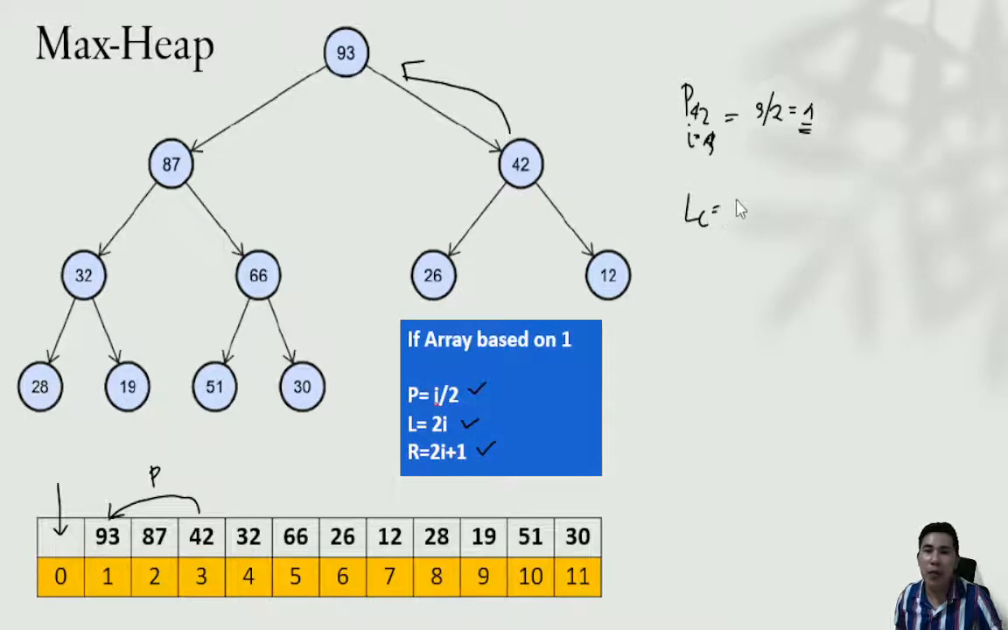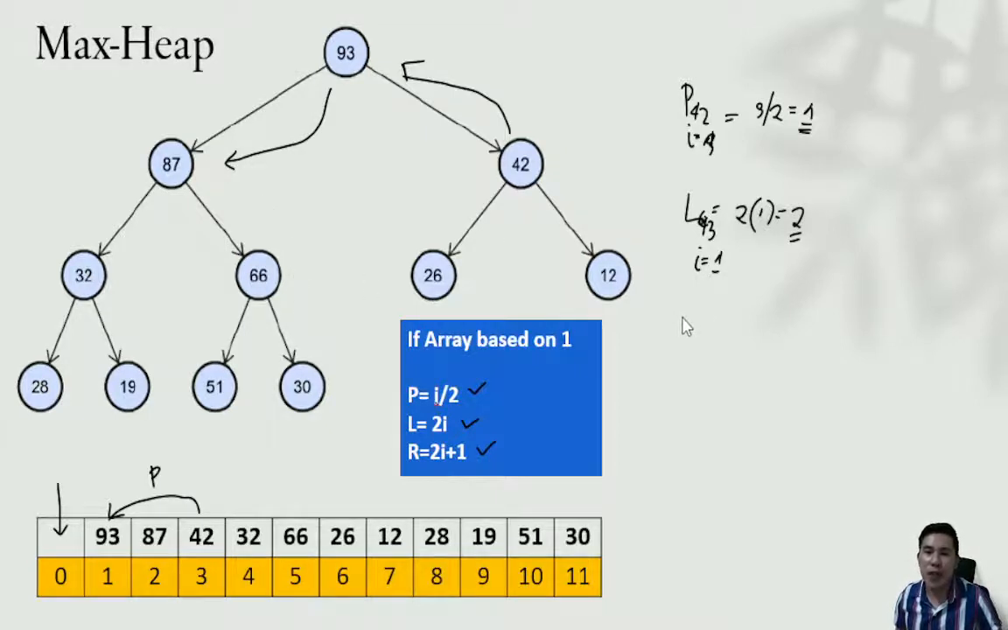So how about the left child? We use the formula 2i. Let's say the left child of 93. The index value of 93 is actually 1, and the formula is 2 times i, which is 2 times 1, equal to 2. Therefore, the element that we need to look for is the one that has index 2, which is 87. So as you can see, the left child of 93 is actually 87.